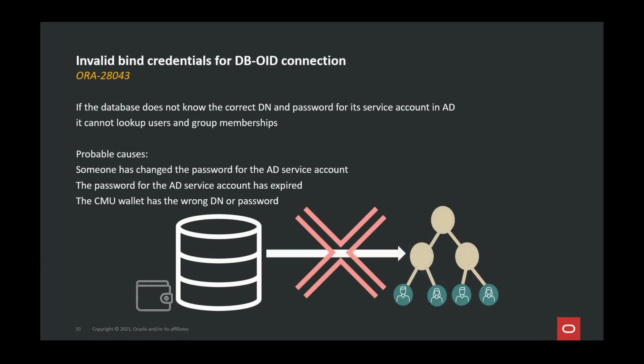Another error you may run into is an ORA-28043. This just means that the credentials in the database wallet no longer work to connect to Active Directory. Someone could have changed the password for that service account, the password could have expired without being changed, or perhaps you entered the wrong DN or password into that wallet. If it's a new setup, I would go for the latter one. Maybe you entered the wrong password. But if it's an older setup that was working and just suddenly stopped working, and you start seeing these errors, it usually just means the password's expired.